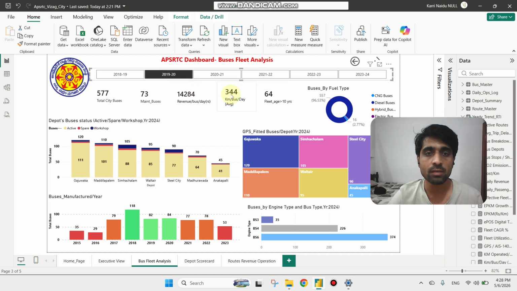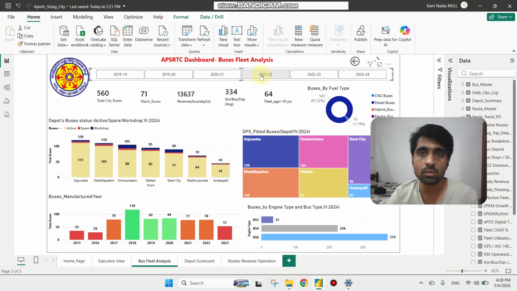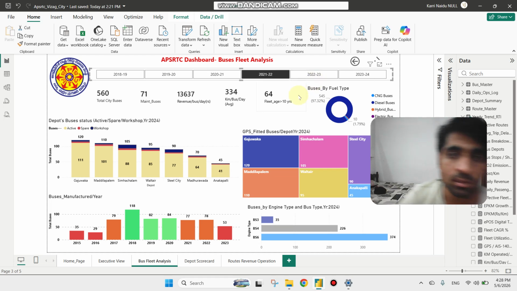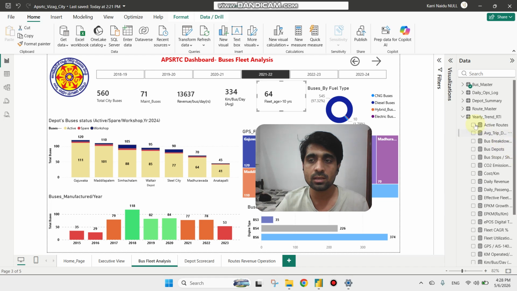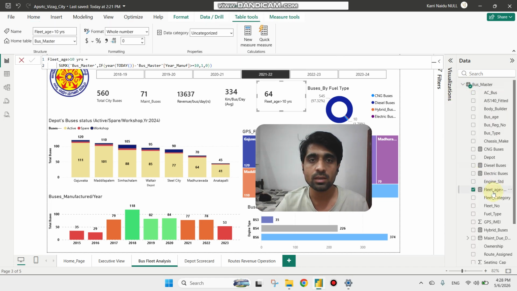Similarly, the revenue per bus per day. In the previous videos we have discussed in Excel, in data preparation, how the revenue per bus per day is changed and how the kilometer per bus is changed. The fleet age greater than 10 years is one of the important parts. So let's go for this. What is the fleet age greater than 10 years?